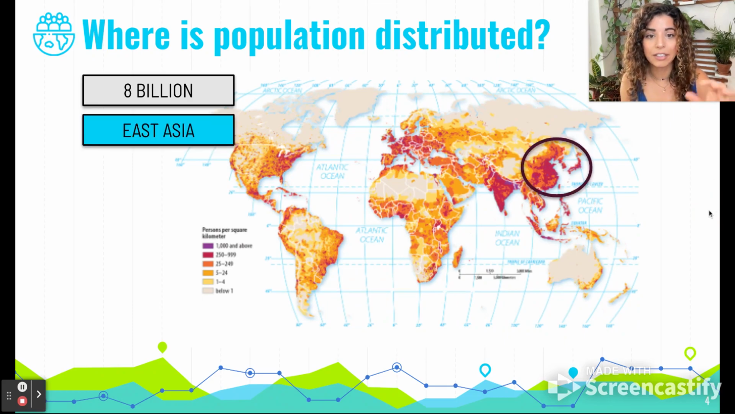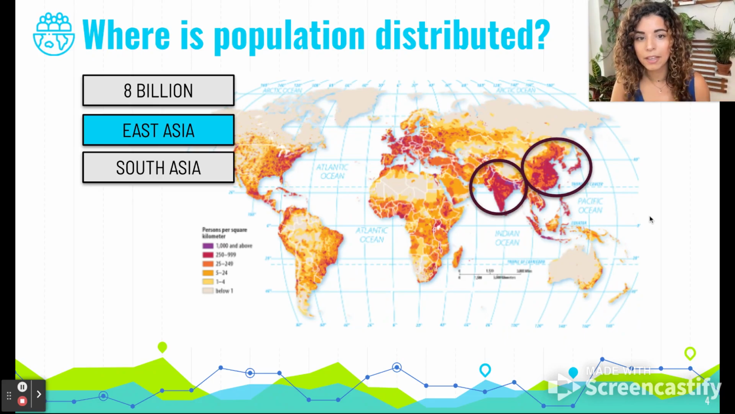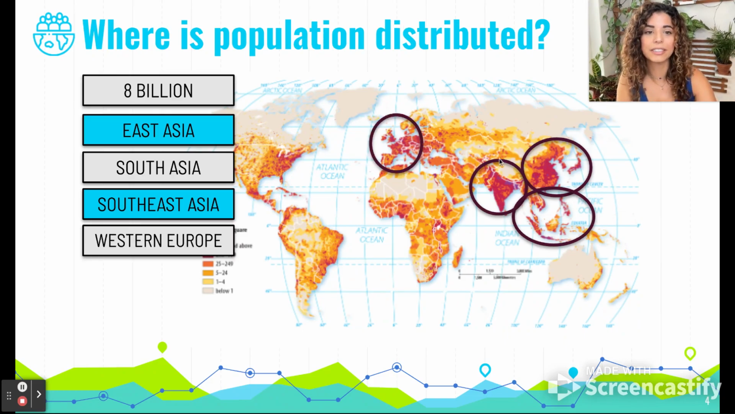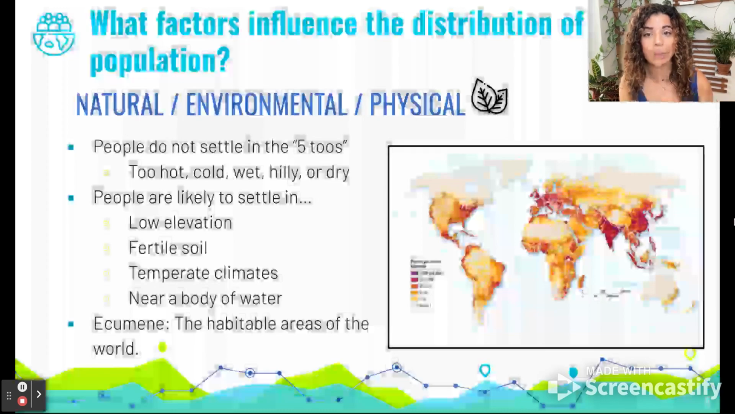If we look at the different clusters of population, first we have East Asia, focused right over here. We can see that deep red and purple. South Asia, notably India and Bangladesh. Southeast Asia as well. If we take a look at some of the areas here, notice that they are a lot of island nations, and those are very high density. And then, of course, Western Europe as well.